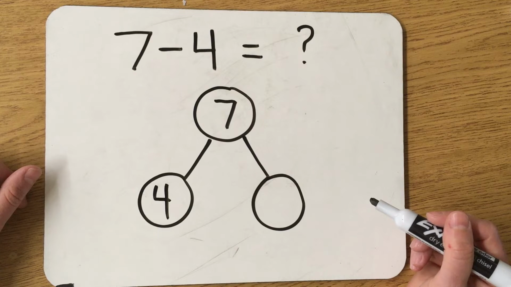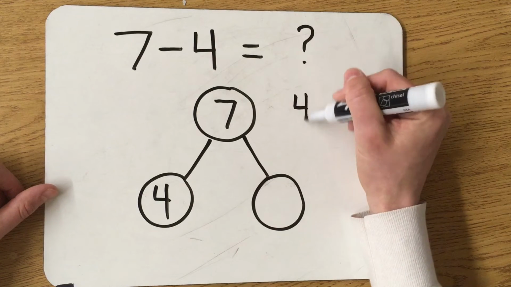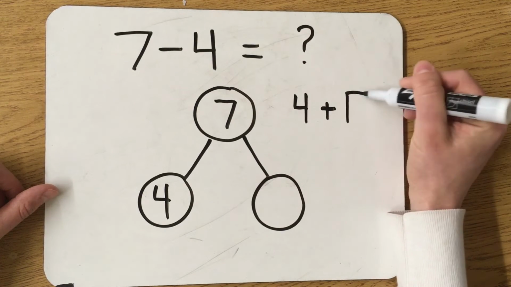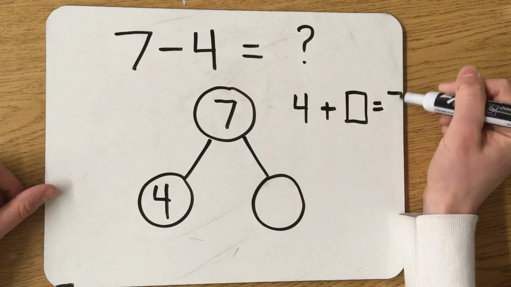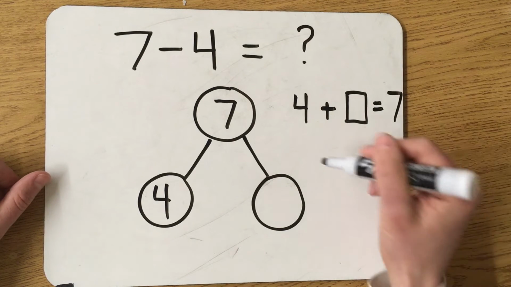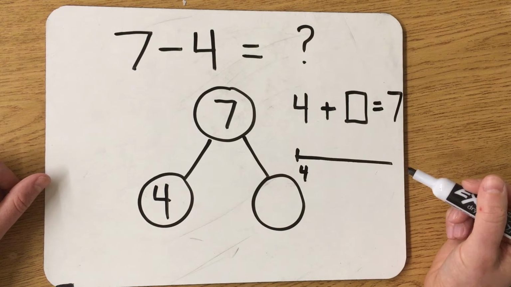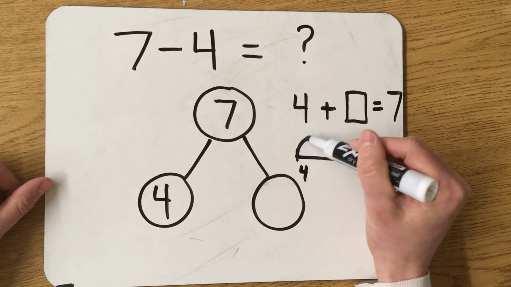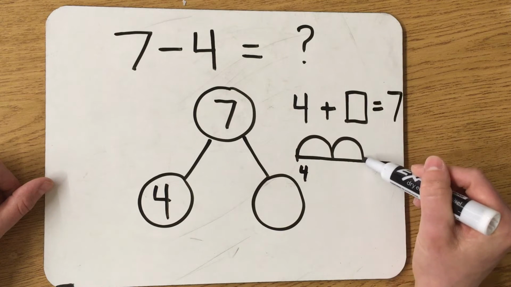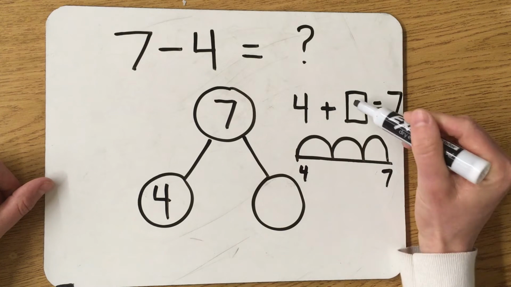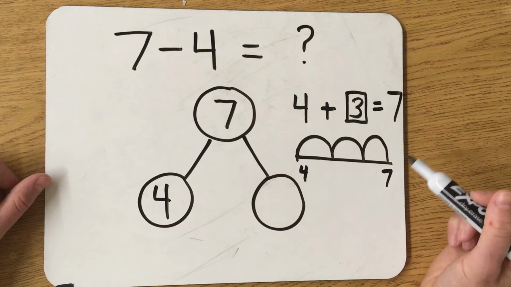Let's use addition to help us. Part plus part equals whole group. I'm at 4. How much bigger do I need to get in order to land on 7? 5, 6, 7. Some of you might be able to do this in your head.